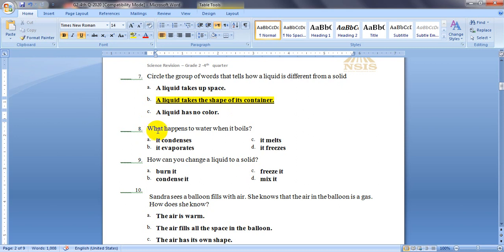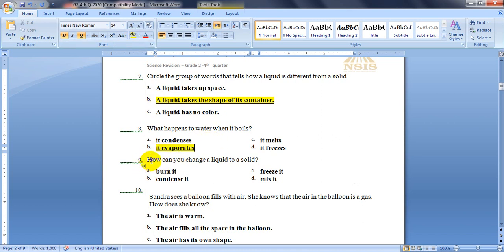Number 8. What happens to water when it boils? Let's remember together, when you boil something, so what will happen here? You add a lot of heat or you increase the temperature. So what will happen? It condenses, it evaporates, it melts, or it freezes. The answer will be it evaporates because you will add heat.